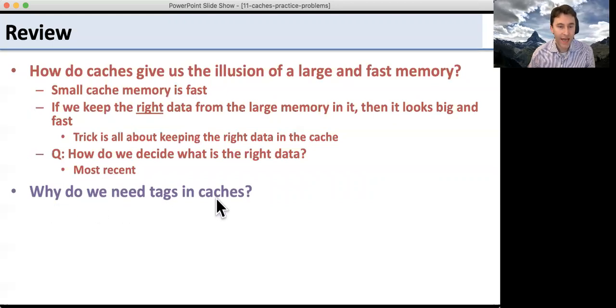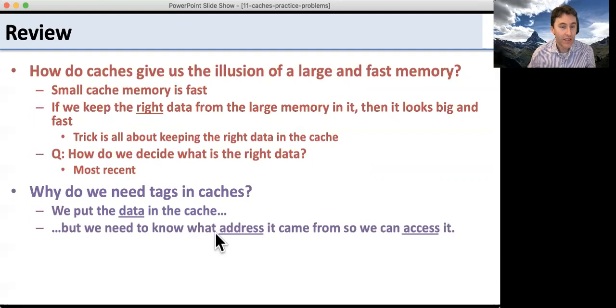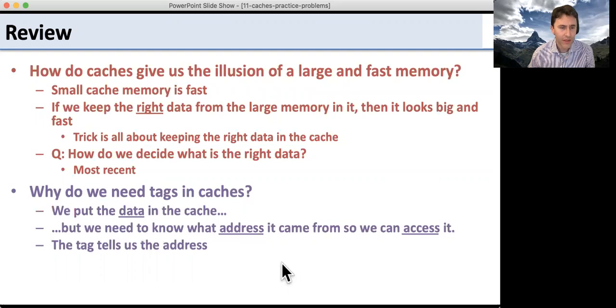Okay, why do we need tags in caches? Well, the reason here is because we put data in the cache, but we can put all sorts of data in the cache. So we could put addresses 1, 2, 3, or 10, 11, 12 in the cache, and we need the tags to know what the addresses are. So the tags tell us, is the data we have in the cache from addresses 1, 2, 3, or is it from addresses 10, 11, 12? Because then when we go to look in the cache, we need to know what addresses are in the cache so we can access it. So essentially the tag tells us the address of the data that's in the memory, and we need to have a tag because we can put any addresses in the cache.